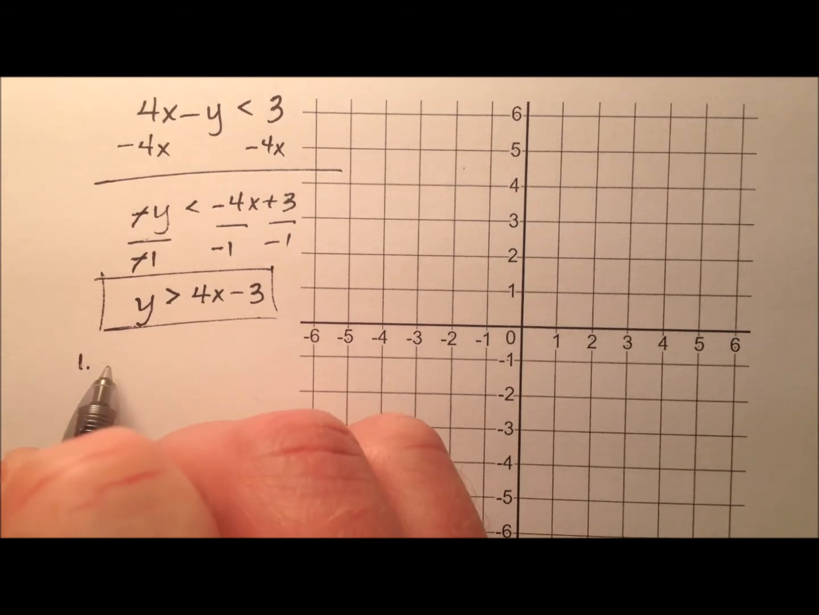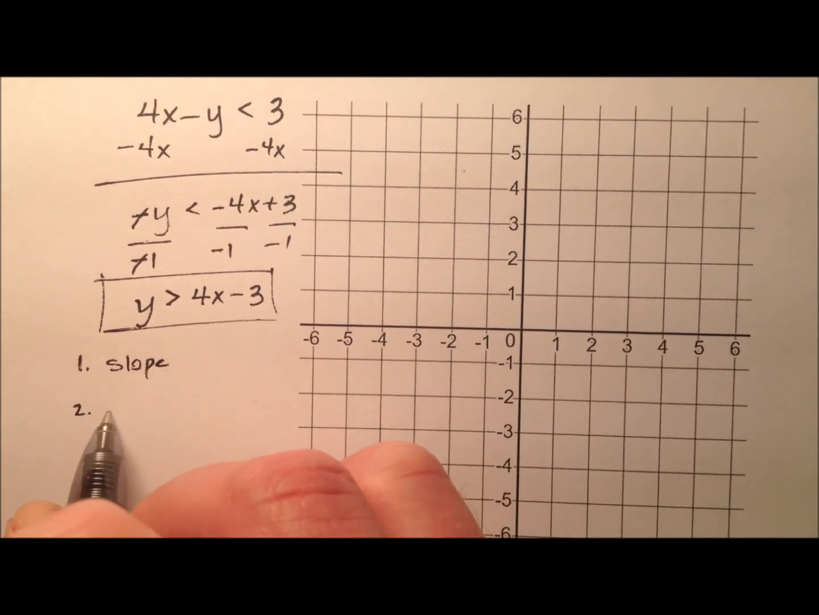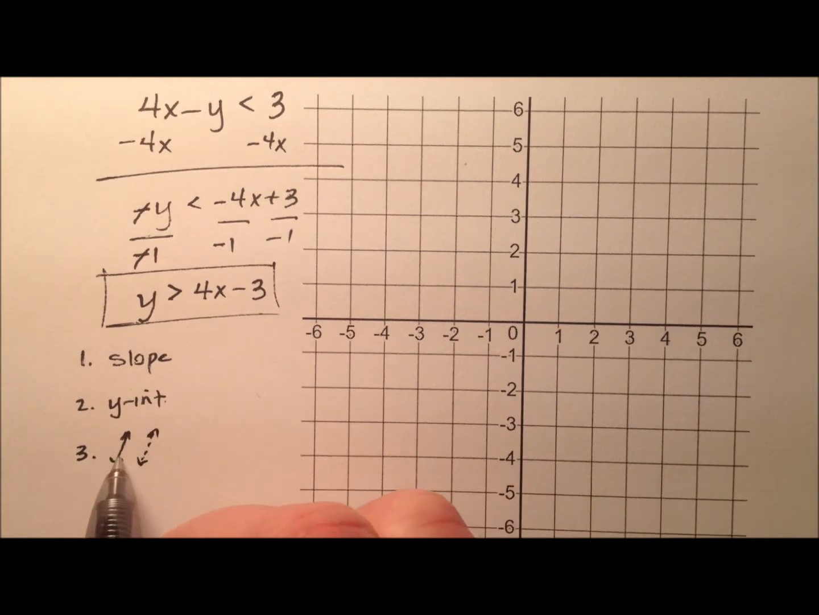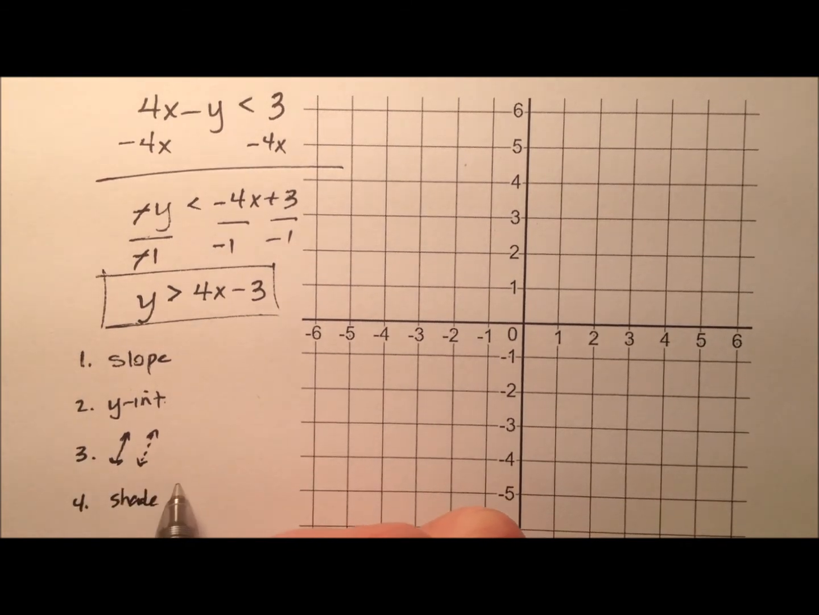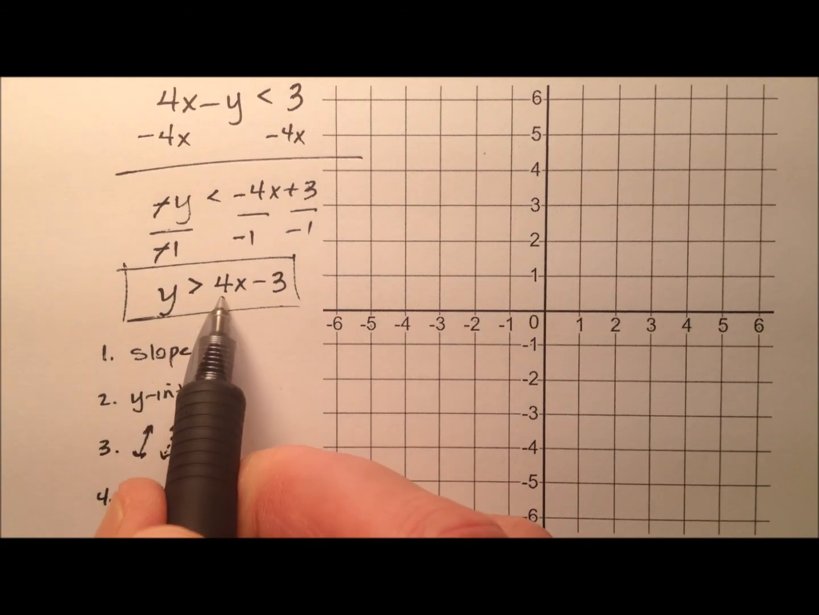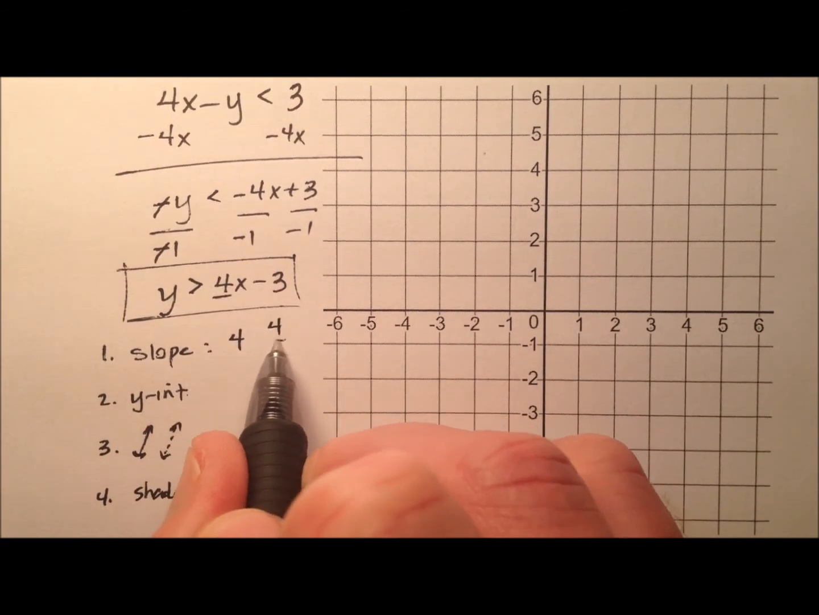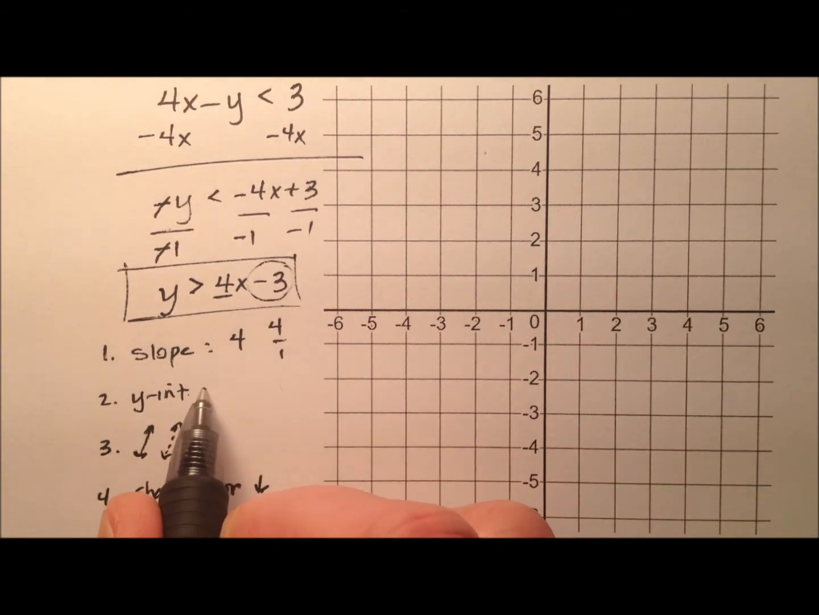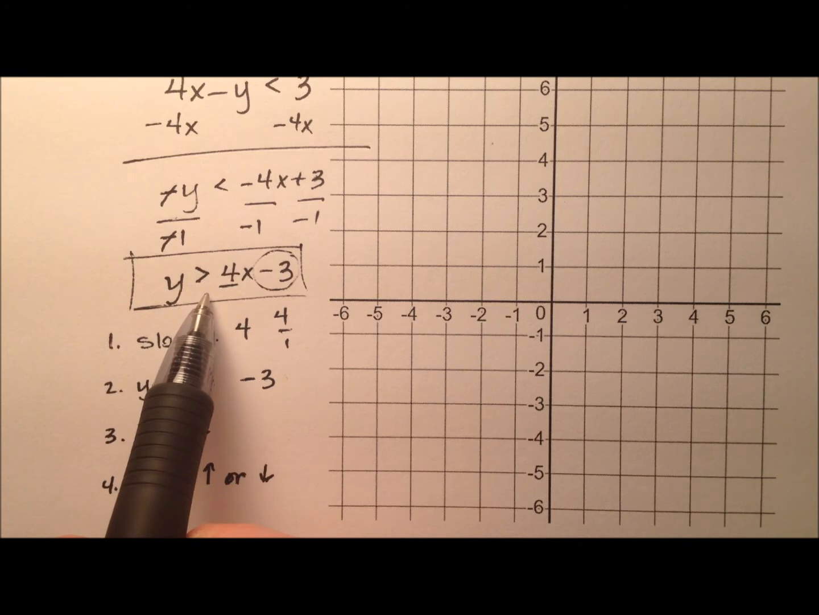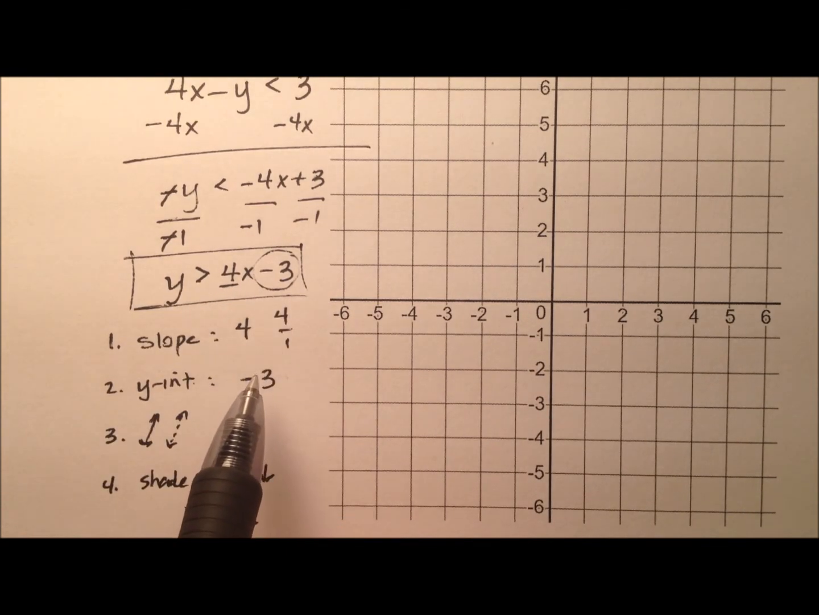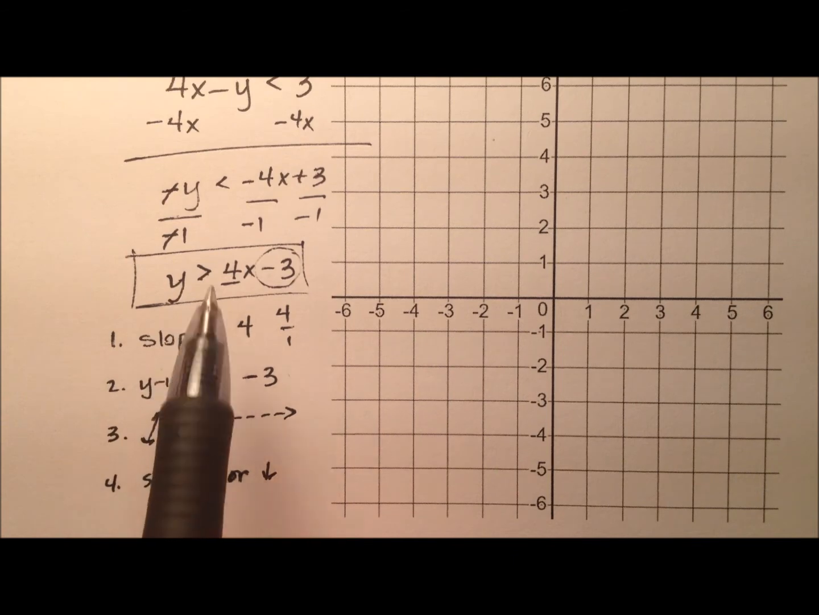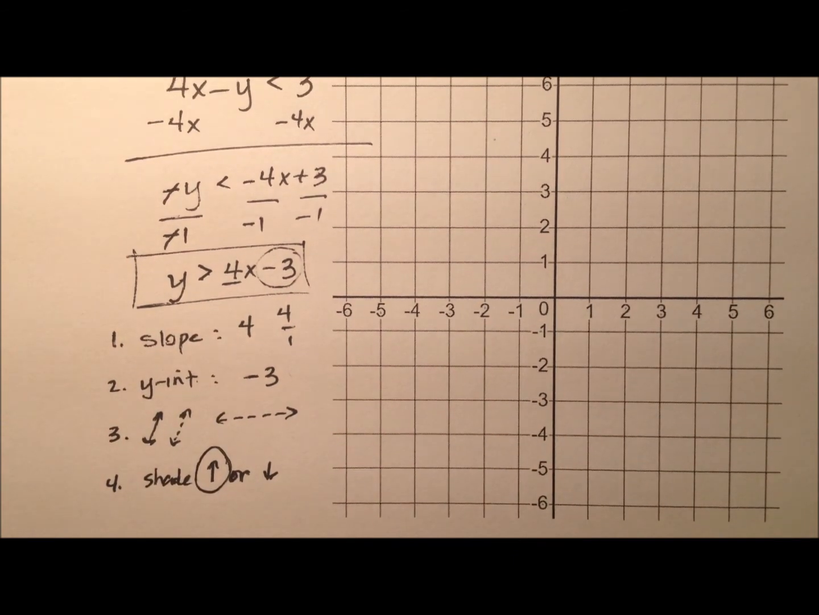Remember, we need 4 pieces of information. So we need the slope, we need the y-intercept, we need whether it's dashed or solid, and then whether we're going to shade above or below. Okay? So the slope right here looks like 4, or of course 4 over 1. Our y-intercept is this guy right here. He's negative 3, so that'll be our starting point. This is y is greater than, so not greater than or equal to. So that means the boundary line itself is not included in the solution set, which means my line is going to be dashed. And then y is greater than, so that means I'm going to shade above because it's bigger.